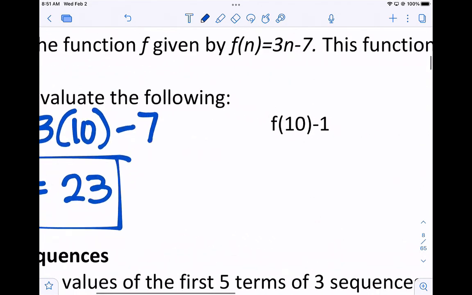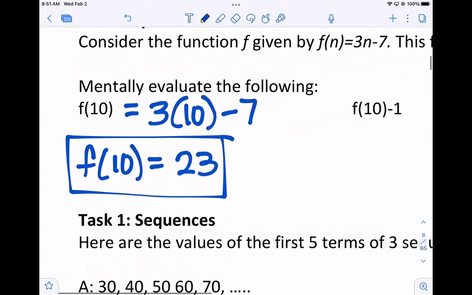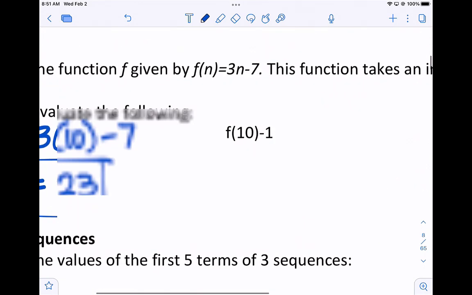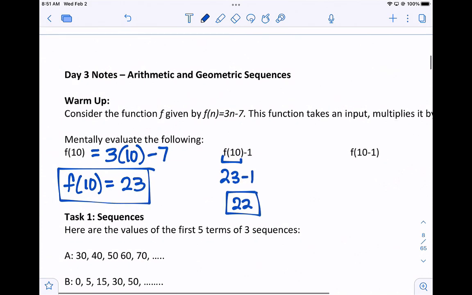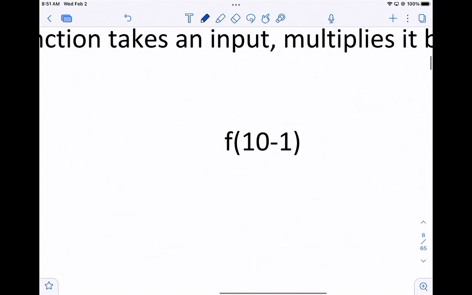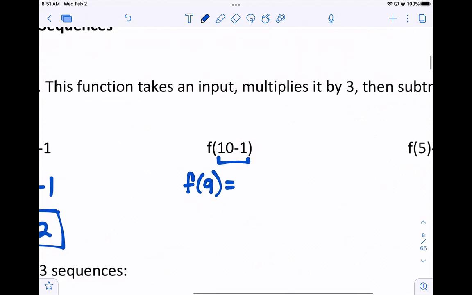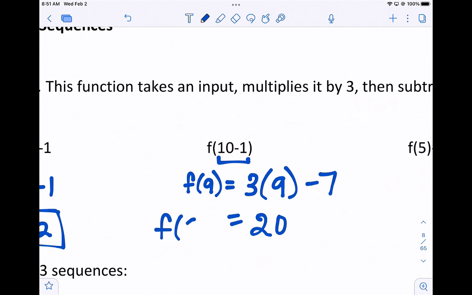How about this one, f of 10 minus 1? Well, from the previous problem, we know that f of 10 is 23. So this means 23 minus 1, which is 22. The next one is f of 10 minus 1. Notice that 10 minus 1 is in parentheses, so you have to do that first. So this does mean f of 9, which is 3 times 9 minus 7, which is 20. So f of 9 equals 20.